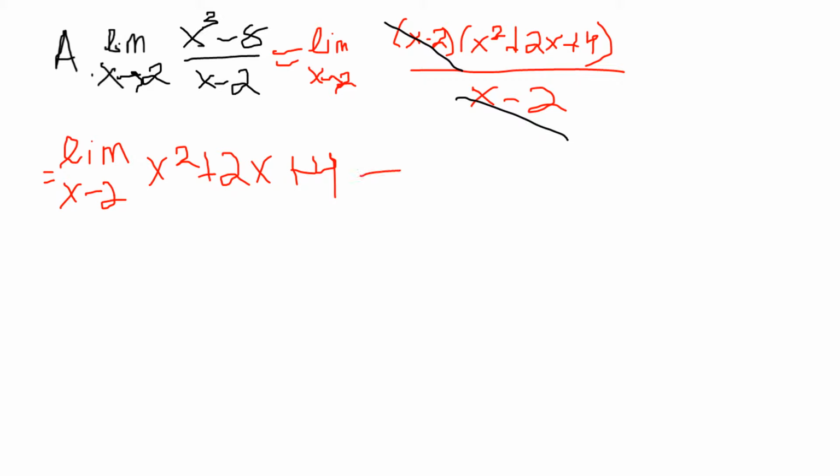Now we can plug in the 2 as x approaches 2, and go 2 squared plus 2 times 2 plus 4. And now we don't need the limit because we plugged it back in, and we get 12.